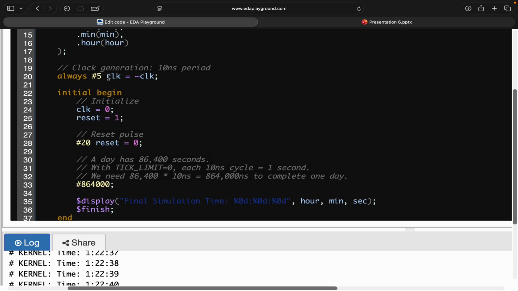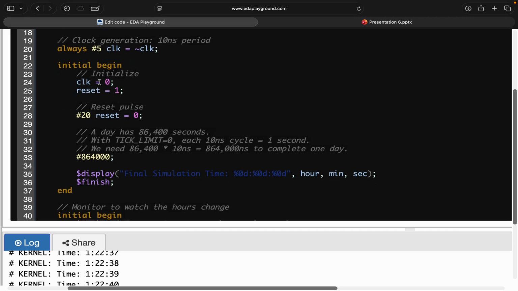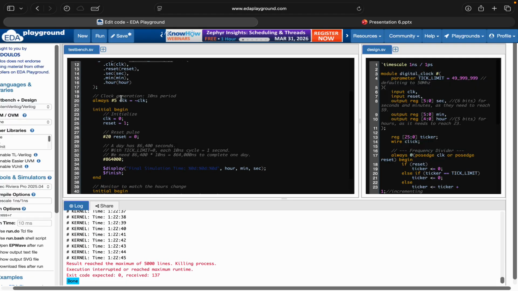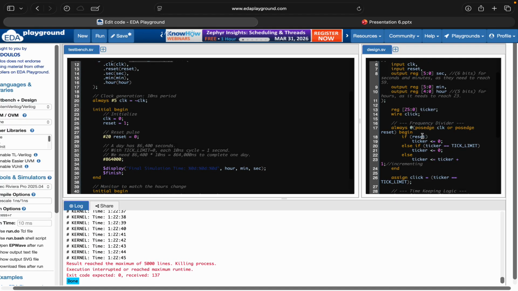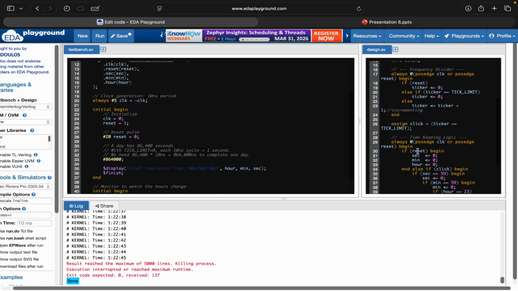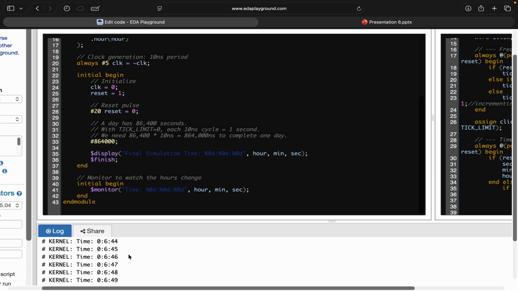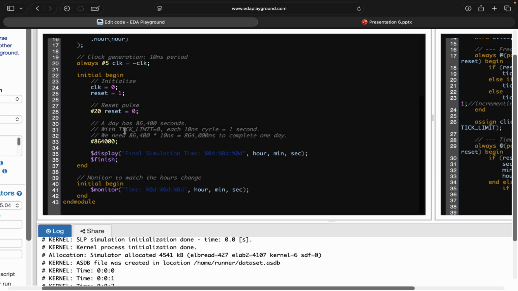Now I have my clock that is of 10 nanoseconds period. That is, 5 nanoseconds will be positive and 5 nanoseconds it will be negative. For the first condition, my clock is 0 and reset is equal to 1. As soon as my reset is equal to 1, all these parameters will become 0, 0, 0, 0. Here also, here also. Now my clock is starting fresh. Let us go. It will be somewhere here. Yeah. Once the reset is set, it will become 0.